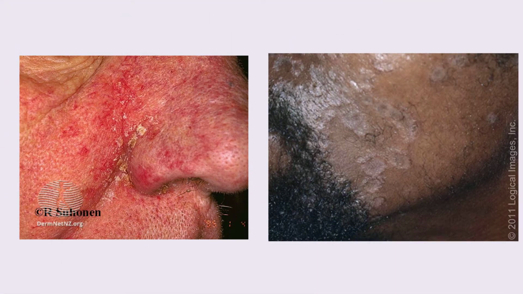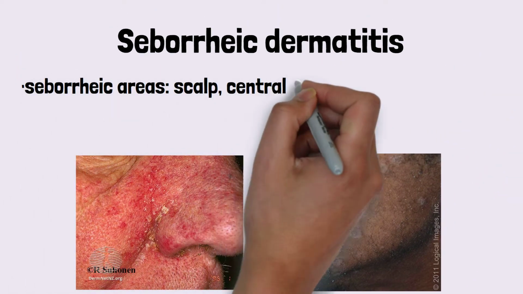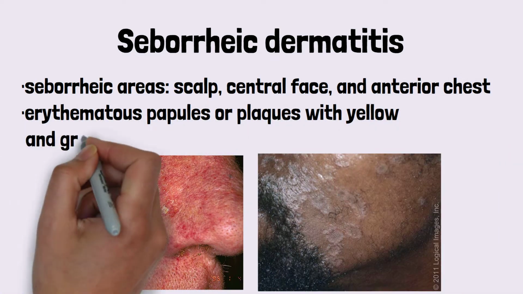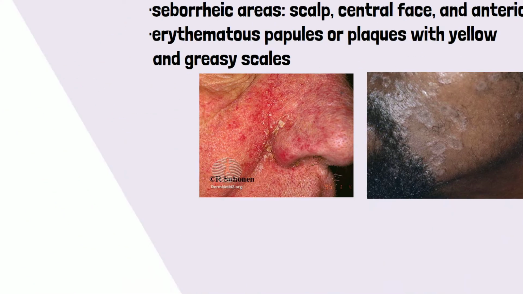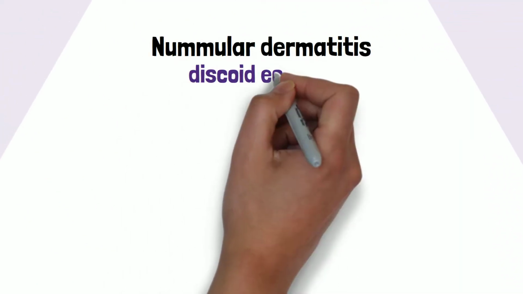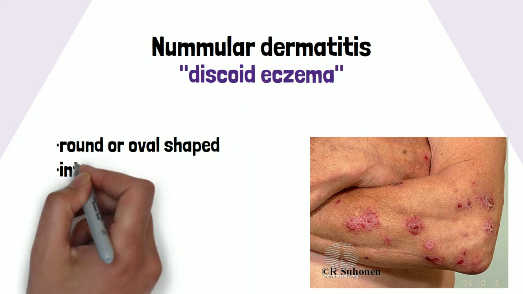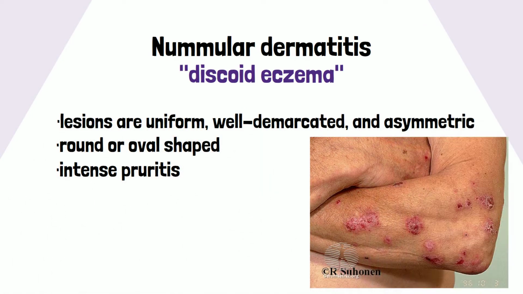Seborrheic dermatitis is a common relapsing skin condition that occurs in seborrheic areas such as the scalp, central face, and anterior chest. Look for erythematous or salmon pink papules or plaques with yellow and greasy scales in seborrheic areas. Nummular dermatitis presents as round, oval, coin-shaped, erythematous and scaly papules or plaques with intense pruritus. Lesions are uniform, well demarcated, and usually asymmetric.